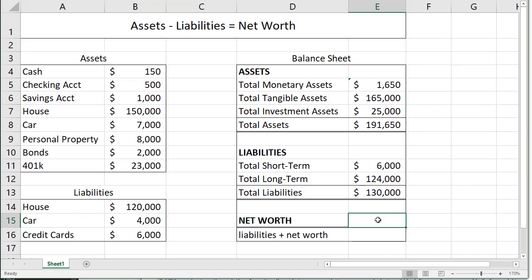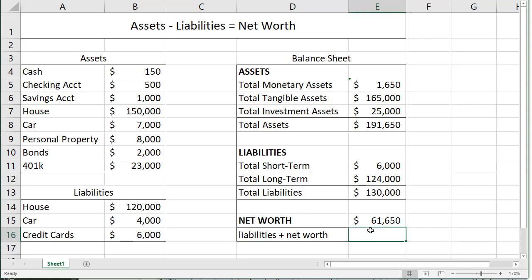To calculate my net worth, again, pretty straightforward. I take my total assets, I subtract out my total liabilities. That's going to give me my net worth. So here we go. Assets minus liabilities. And I get my net worth at being $61,650. It's good that I have a positive net worth. Obviously, that should be the goal. And then over time, hopefully what we can do is just see that grow and grow over my lifetime.